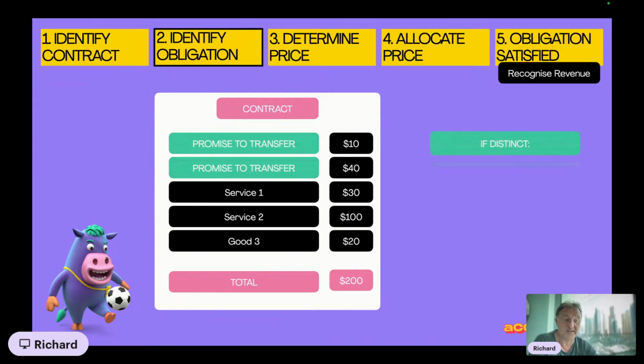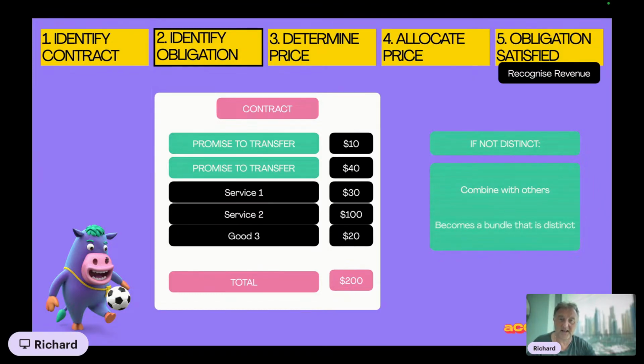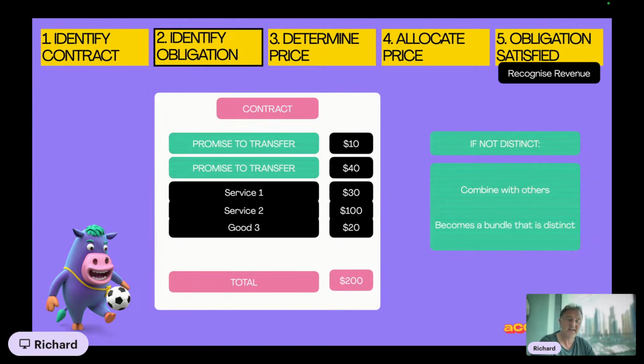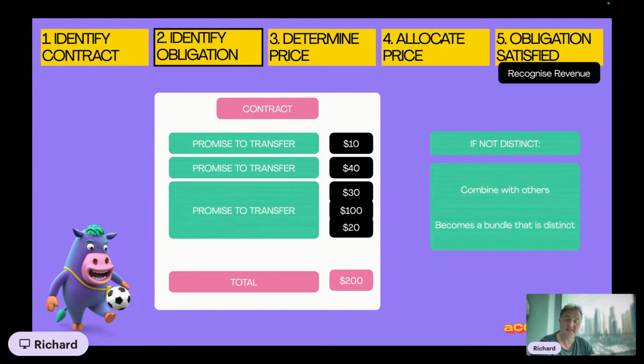But that transfer, that promise needs to be distinct. So by distinct, we mean it's separately identifiable, like a book, or the customer can benefit from it on its own, like a book. So normally you just say, well, it's easy. Identify your obligation, identify your promise, and that's straightforward. But what if it's not distinct? Well, you combine it with other things until that thing as a whole becomes distinct. So you bundle it together, like bundling those 3 together there so that they make a distinct promise to transfer, and you deal with it as a whole.